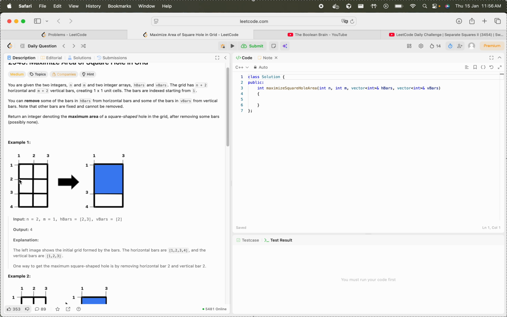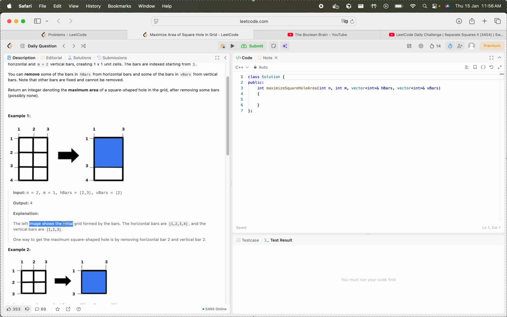So we have to remove some horizontal and some vertical bars to obtain the maximum square. We have to choose the bars from these places only. We cannot remove all the others. We have to choose out of these only to come up with the maximum.